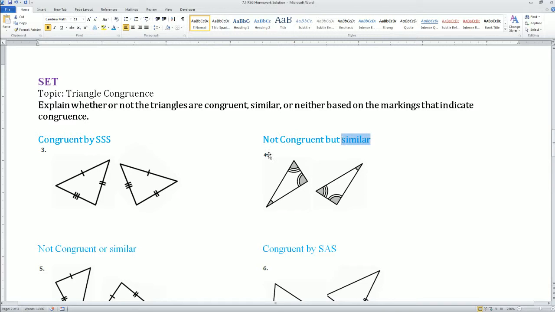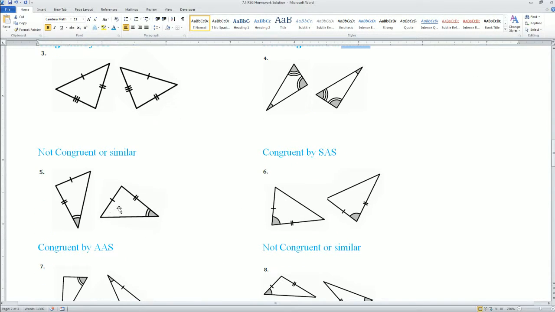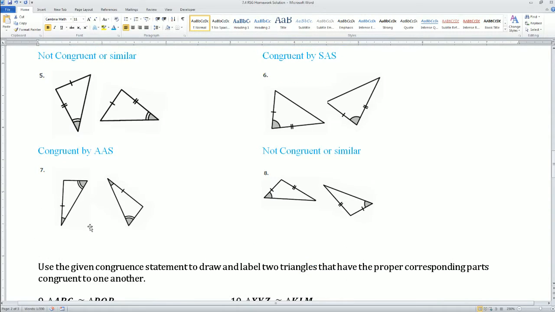But we will say they are similar because they have the same angle. Next, this is not congruent nor similar because it is what? Side angle. That's not part of our four. Next one, I would say this is congruent because this is side angle side. Next one, this is congruent by angle side angle. Next one, this is not congruent nor similar. This is what? Angle side angle side. Remember, there's no ASS. That is not part of our congruency for triangles.